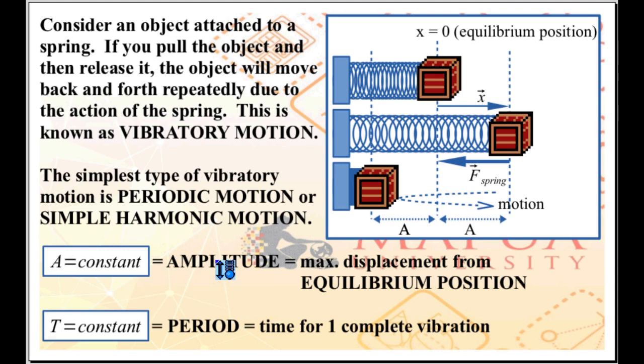Periodic motion is also characterized by constant period. Capital T, period, is constant for periodic motion or simple harmonic motion. Period is the time for one complete vibration. One vibration or one cycle is the motion that is being repeated. For instance, say the object started at this position, it moves, and then goes back to the original position. That's one cycle or one vibration.